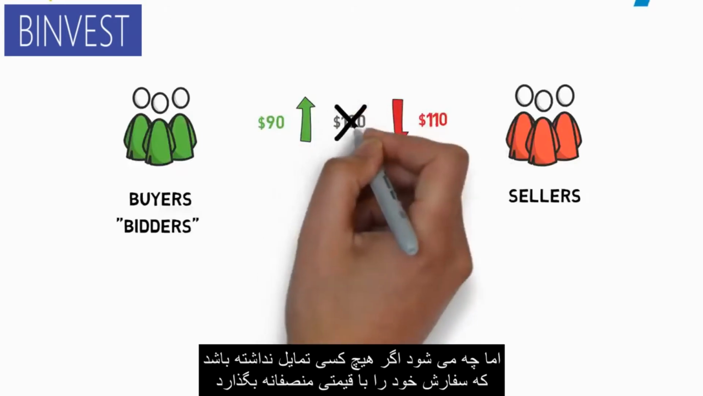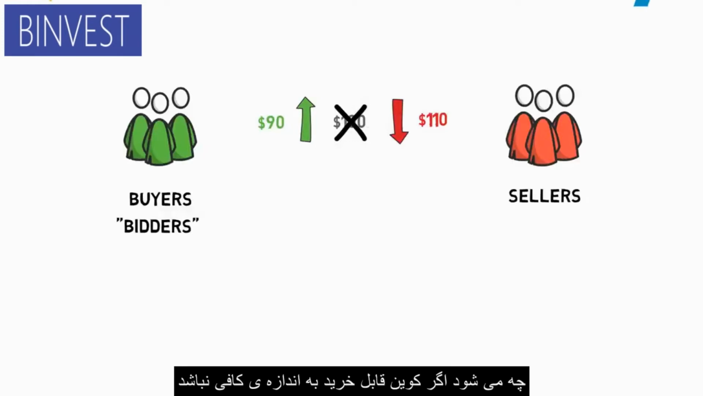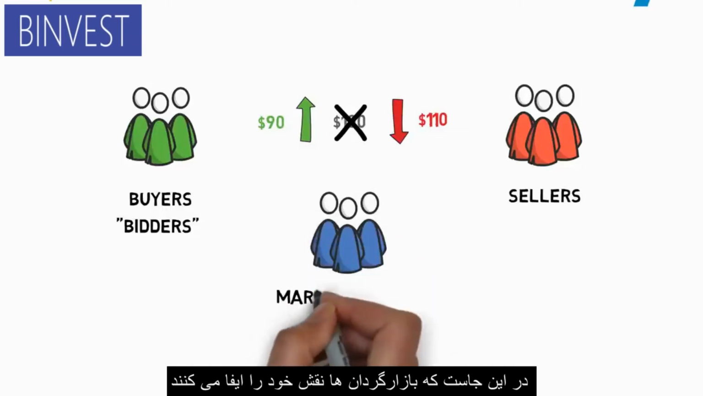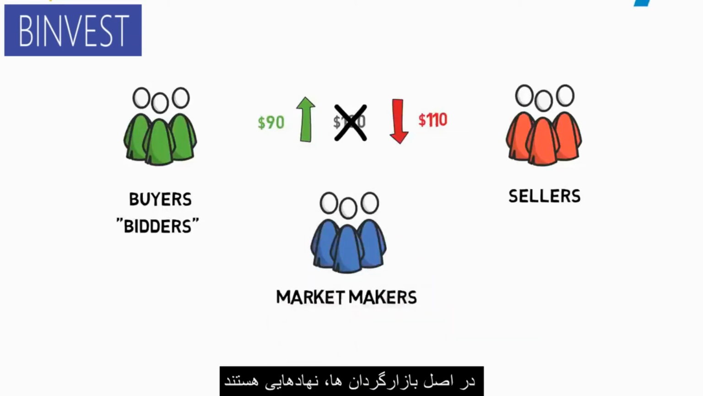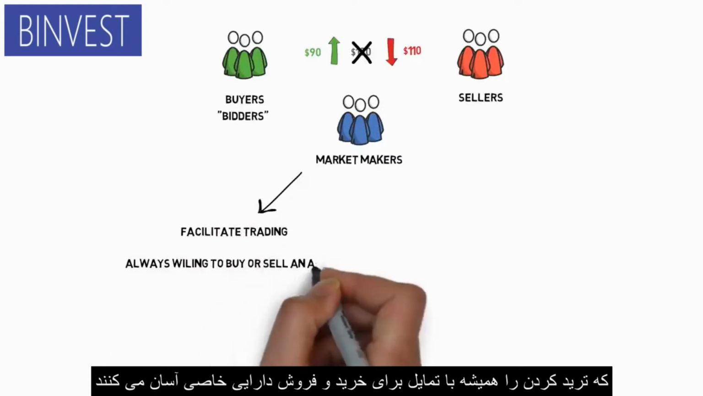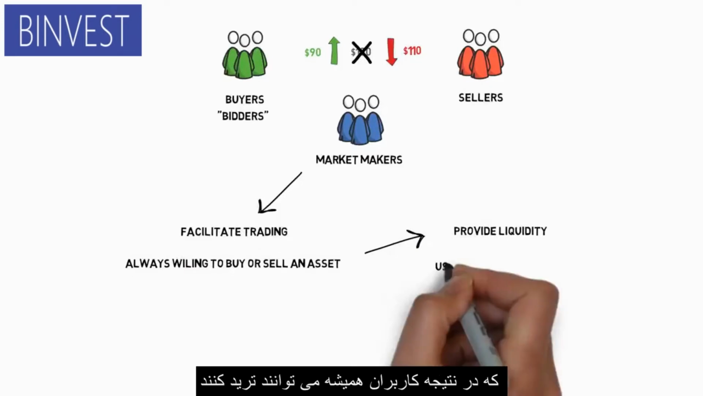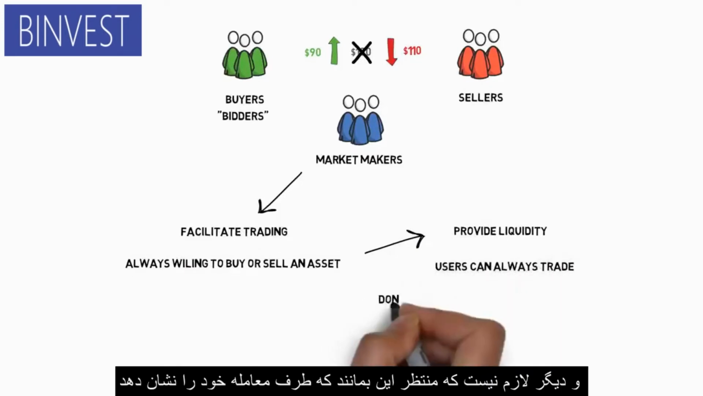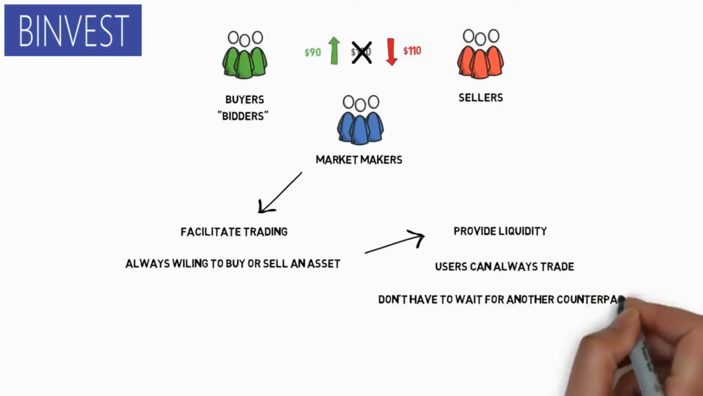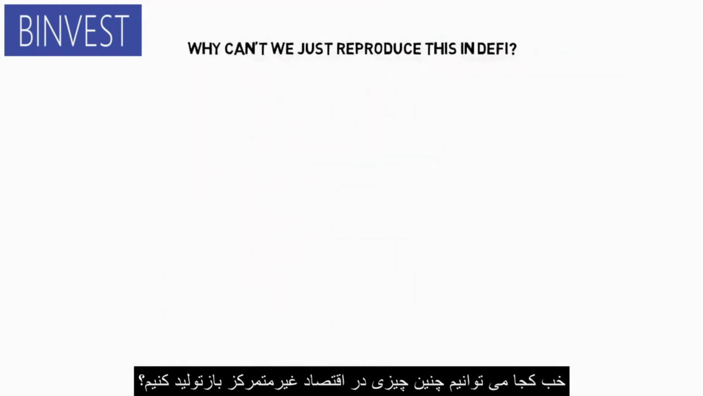But what if there is no one willing to place their orders at a fair price level? What if there are not enough coins that you want to buy? This is where market makers come to play. In essence, market makers are entities that facilitate trading by always being willing to buy or sell a particular asset. By doing that, they provide liquidity, so the users can always trade and they don't have to wait for another counterparty to show up.